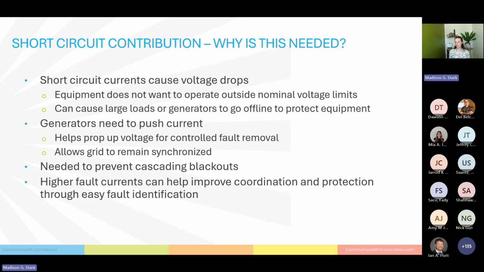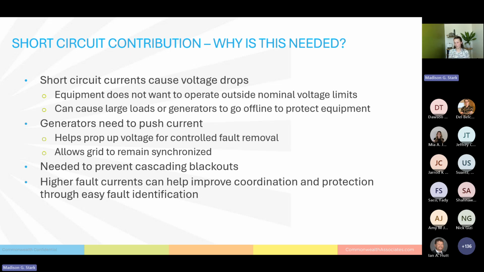Short circuit currents cause voltage drops. When you have that increased current, your voltage in the system is going to drop. Your equipment, both generators and loads, does not want to operate outside of nominal voltage. They have a range that they're defined to operate at, and that's all they want to do. So when you have these currents causing voltage drops, you can start to have stuff drop offline. Your generators can drop offline to protect from the voltage anomalies. You can have large loads drop offline to protect from the voltage anomalies.